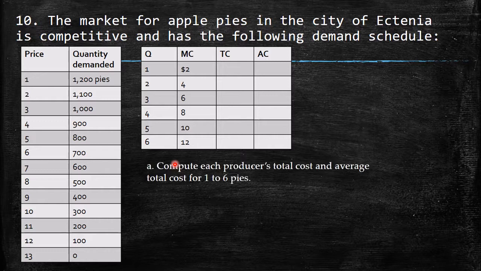Then the first question says, compute each producer's total cost and average total cost for 1 to 6 pies. So here we have the information provided by the exercise, the quantities from 1 to 6, and the marginal cost from 2 to, and this one, okay, from the same 1 to 6. Then, according to that, we can infer first that the total cost of this one is going to be 2.